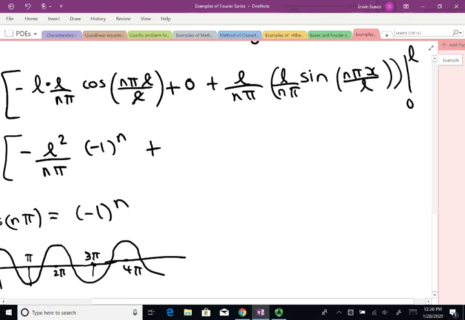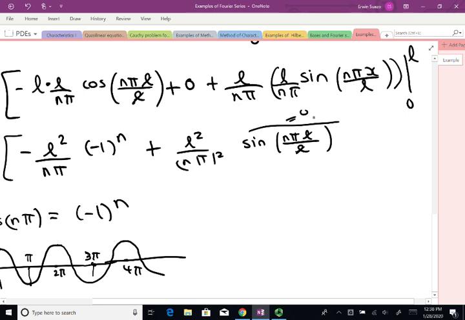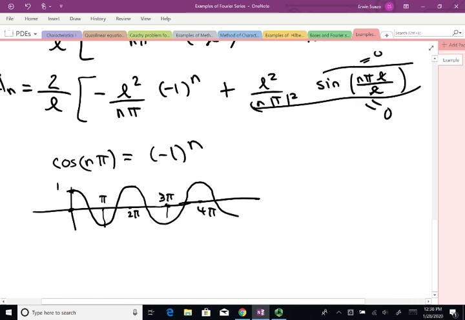plus, and then when I plug in here, L squared over n pi squared, but then I have sine n pi L over L. This L over L cancels, and sine of n pi is 0. This guy is 0 for this n. Then minus, when I plug in x at 0, I'm going to get 0 too. So the whole thing is 0. So just do it slow, okay? Just convince yourself that you know it.